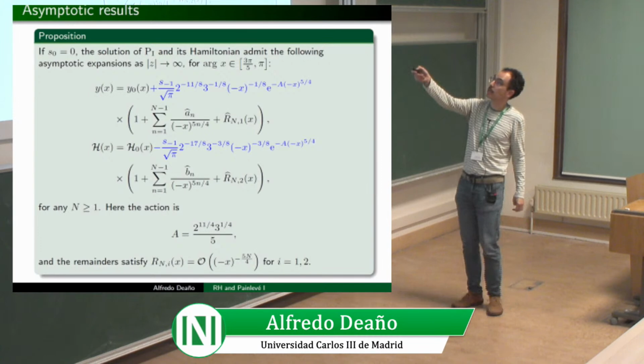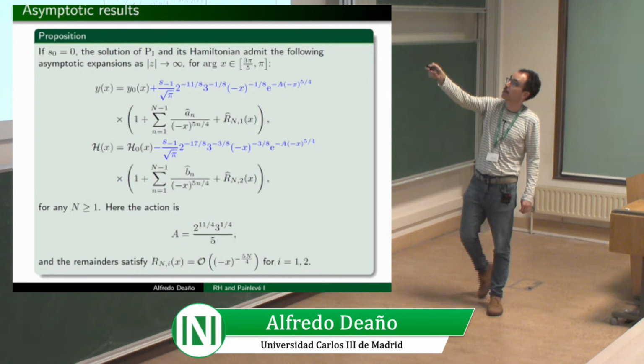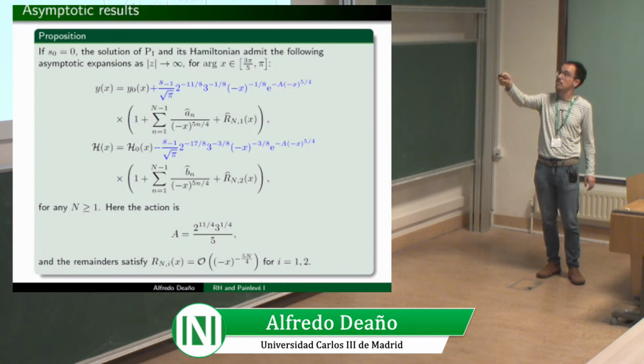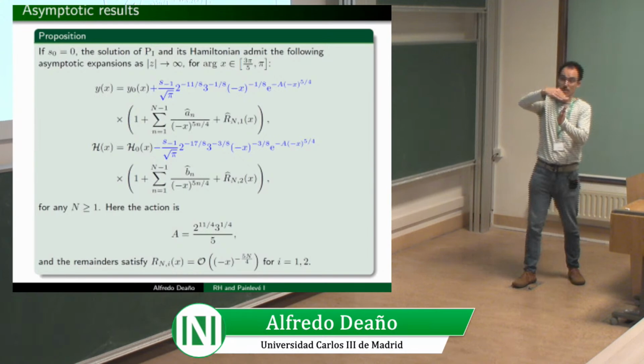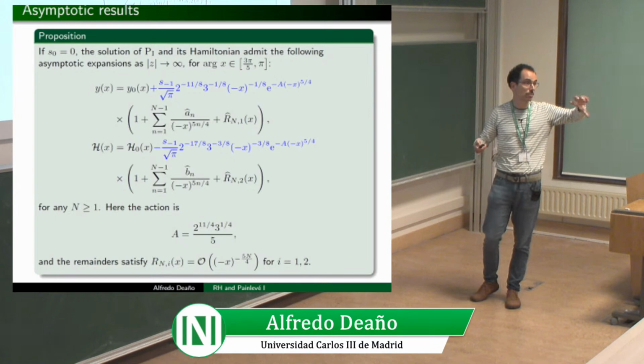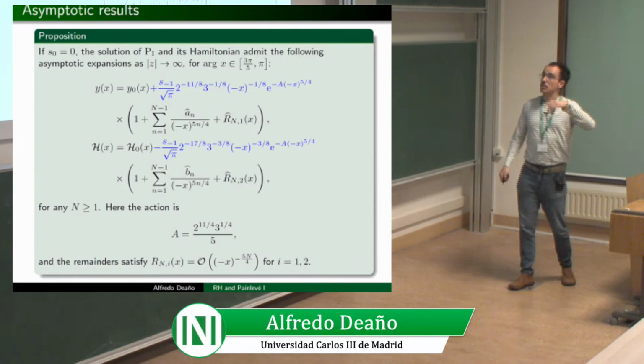Okay, and actually, well, you can compare. This is the Stokes multiplier S minus 1. It's not only negative x, but you can also consider x in a sector of angle 2 pi over 5 from the negative real axis. And if you go the other way, then you have to play not with the S minus 1 multiplier, but with S1, but they are related. Okay. So you can compare the tronquée solution with the tritronquée, and there are different exponentially small corrections on one side and on the other side.